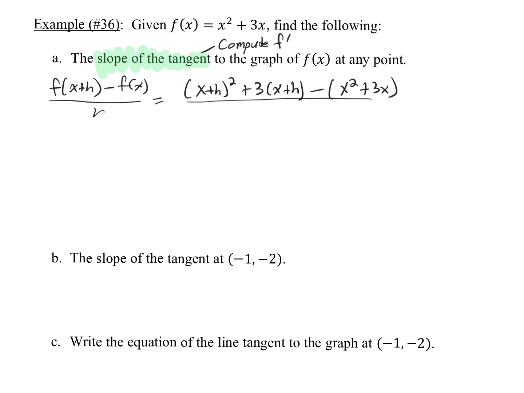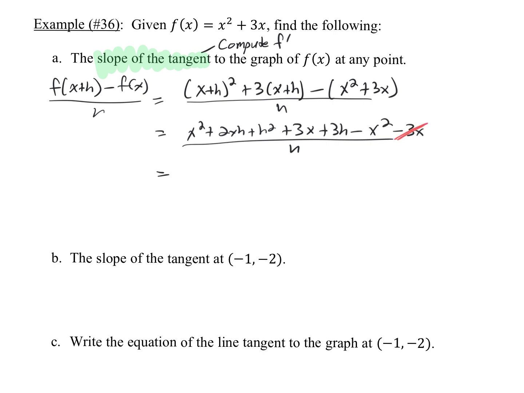And this will be all over h. We start simplifying. We get x squared plus 2xh plus h squared plus 3x plus 3h minus x squared minus 3x. This is all over h. We expect that things are going to reduce. Minus 3x plus 3x, minus x squared, positive x squared.